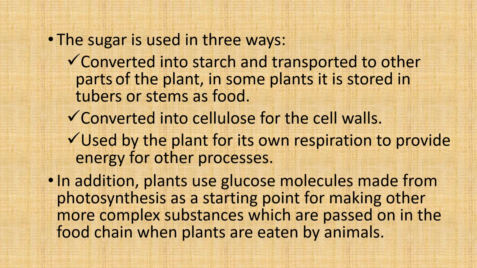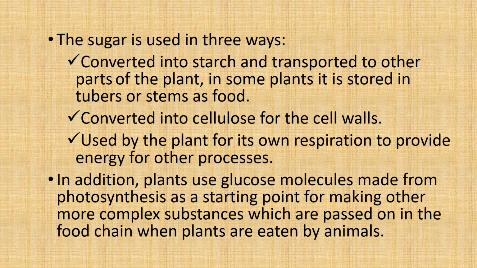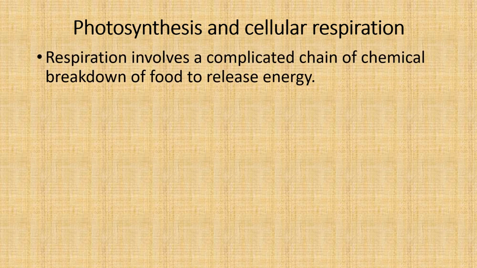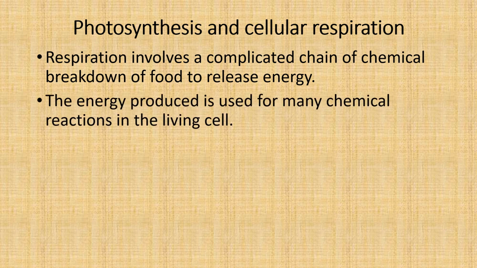In addition, plants use glucose molecules made from photosynthesis as a starting point for making other more complex substances which are passed on in the food chain when plants are eaten by animals. Photosynthesis and cellular respiration. Respiration involves a complicated chain of chemical breakdown of food to release energy. The energy produced is used for many chemical reactions in the living cell.